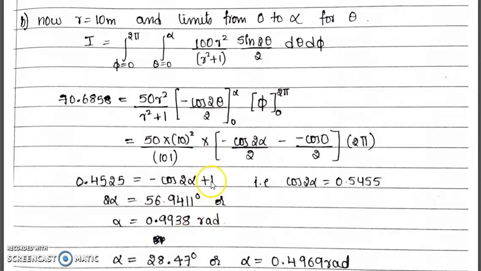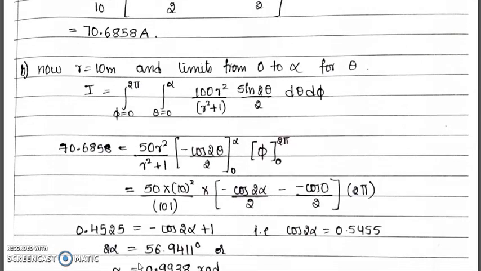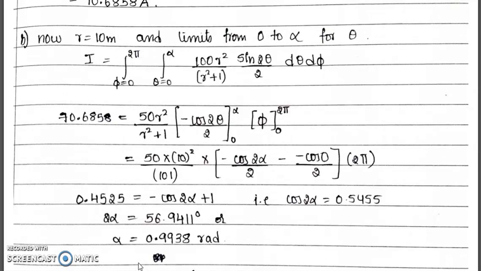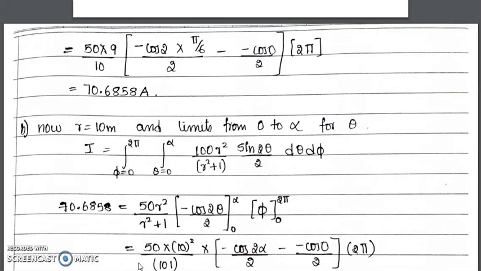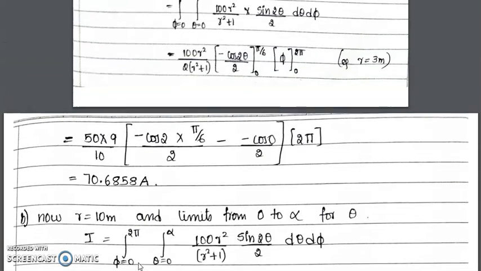0.424525 equals minus cos 2 alpha plus 1. After simplifying this, you will get 2 alpha is equal to 56.9411 degree. So alpha is equal to 28.47 degree, or 0.4969 in radian. So this is the value of alpha required to maintain the same value of the current when R is equal to 10 meter.